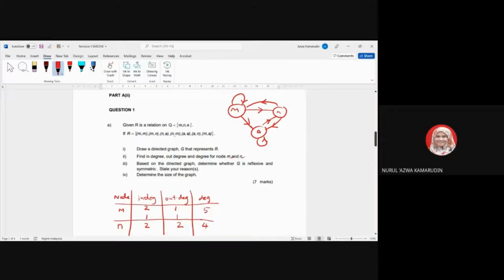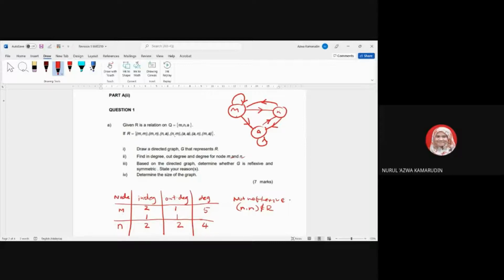Okay, based on the directed graph, next question. Based on the directed graph, determine whether it is reflexive and symmetric. Okay, so untuk reflexive, to determine whether it is reflexive, so this is not reflexive. Sebab syarat dia, you kena ada MM, NN and also AA. Okay, not reflexive. Sebabnya, you beritahu lah, NN is not in relation R. Kena ada semua elemen ni, kena ada reflexive tu.